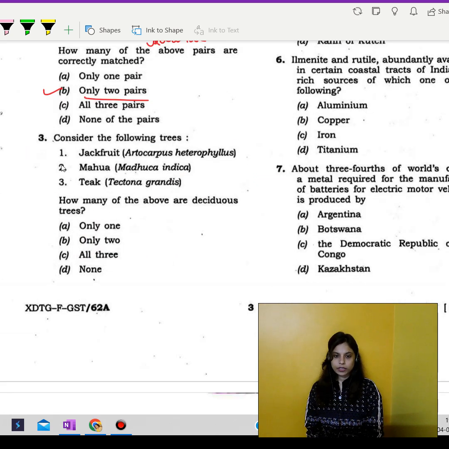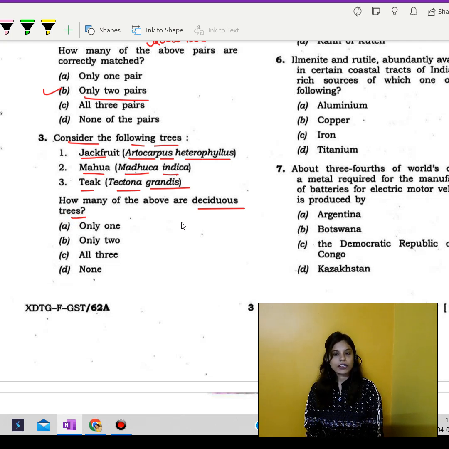Moving over to the next question, consider the following trees. First, they have given jackfruit, that is Artocarpus heterophyllus, mahua, that is Madhuca indica, teak, that is Tectona grandis. The question asks how many of the above are deciduous trees? Now, jackfruit, which is the Artocarpus heterophyllus, is an evergreen tree, which means it retains its leaves throughout the year and does not shed them seasonally. So, first of all, this one will not be correct because it's not a deciduous tree.